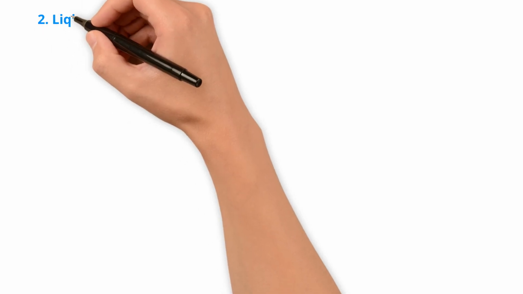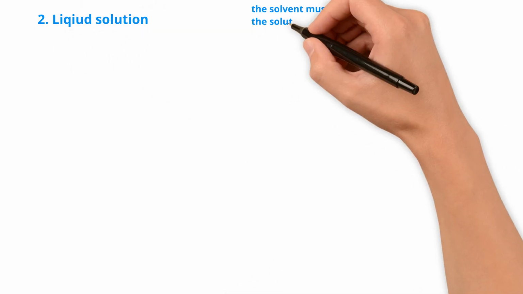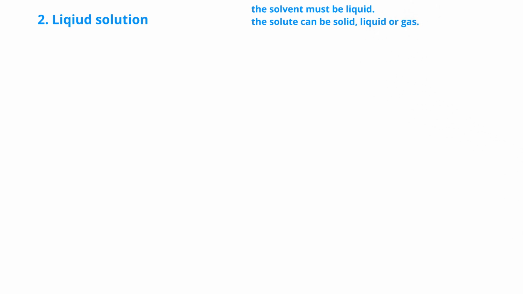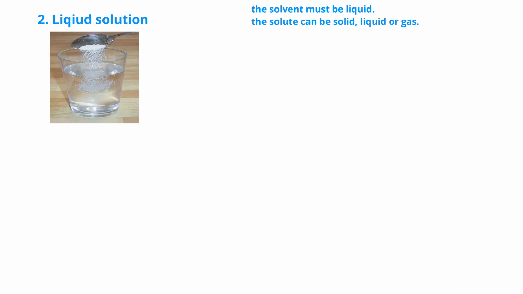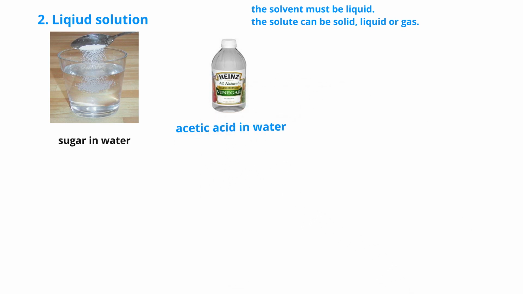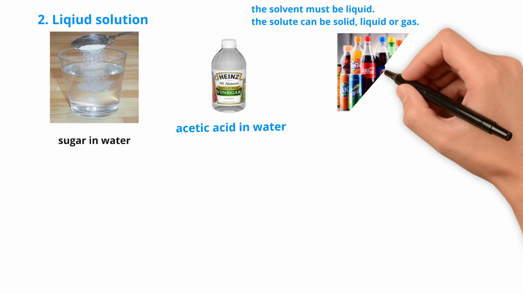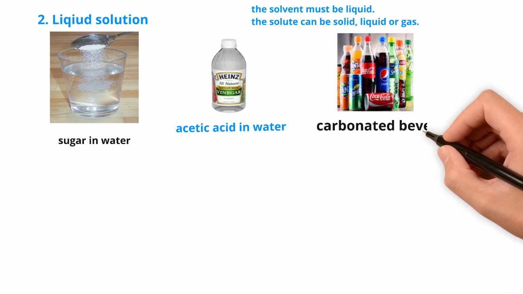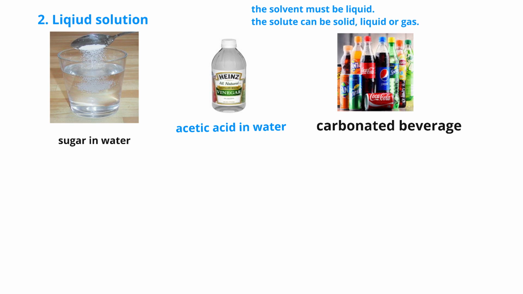Now the second type of solution is liquid solution. In liquid solution, the solvent must be liquid, but the solute can be solid, liquid, or gas. For example, sugar in water is a liquid solution. Sugar is solid, water is liquid. Acetic acid in water is a solution. Acetic acid is liquid, water is liquid. Carbonated beverage is a liquid solution. In carbonated beverage, the solute is gas, the solvent is liquid.